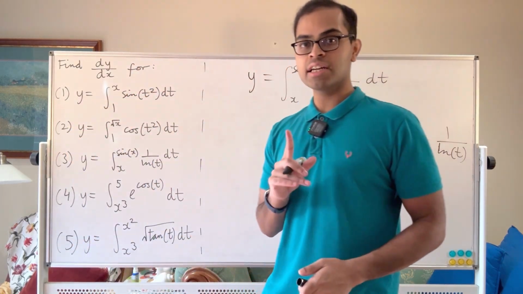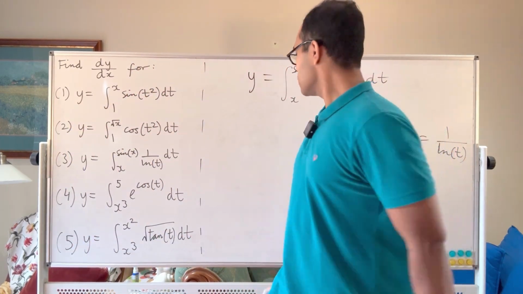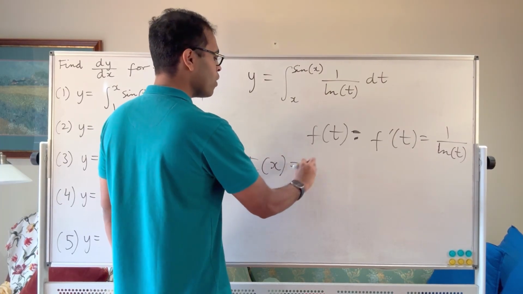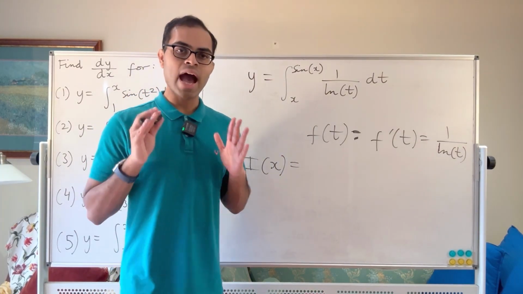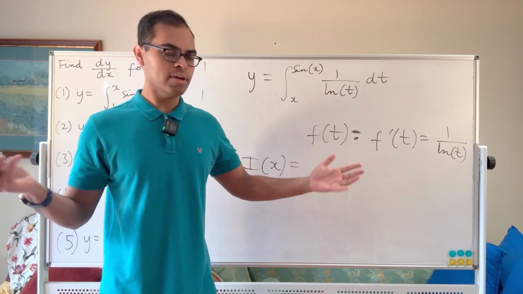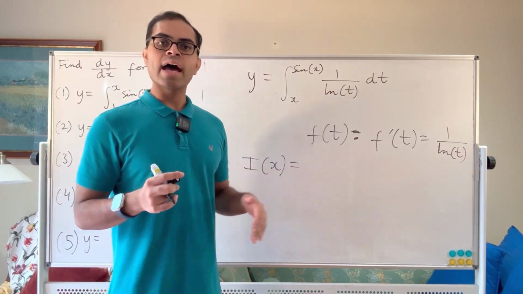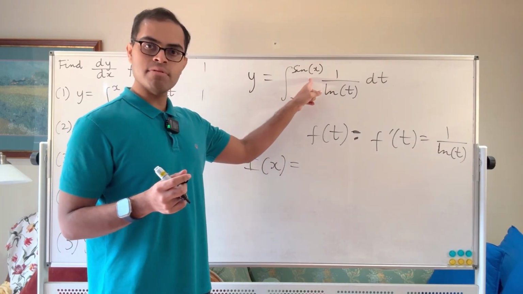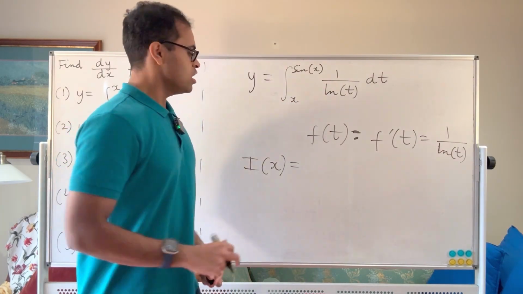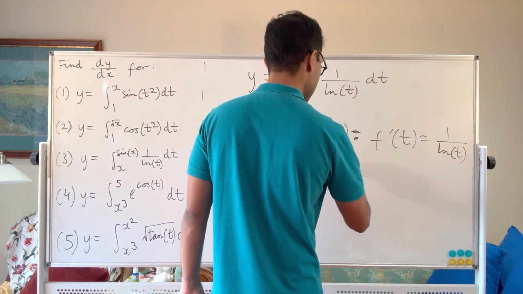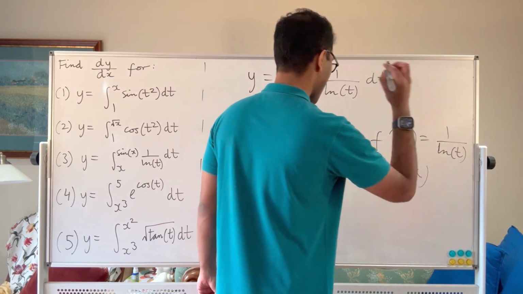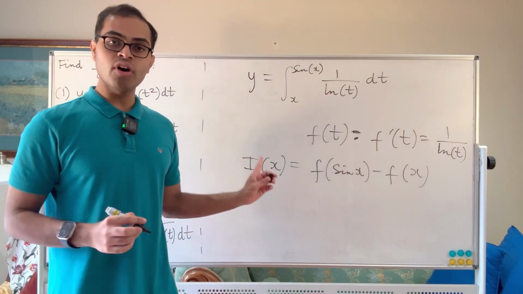That hasn't actually occurred so far in the problems we've worked out. So what we want to do is call our function again I of x. What is our definite integral going to be? As always, we find the antiderivative of 1 over log t. Whatever it is, we call it f of t. And then we plug in the upper limit into f of t and subtract off plugging in the lower limit into f of t. So again, we're going to get f of sine x minus f of x. Okay, that's going to be our answer, f of sine x minus f of x for the integral.